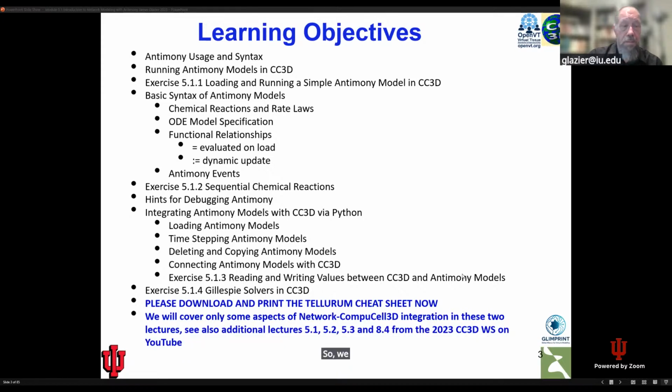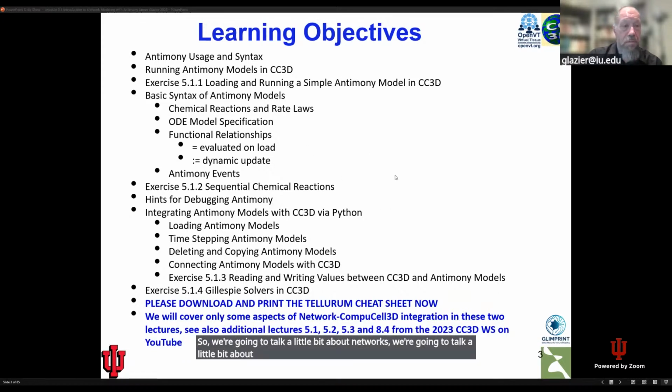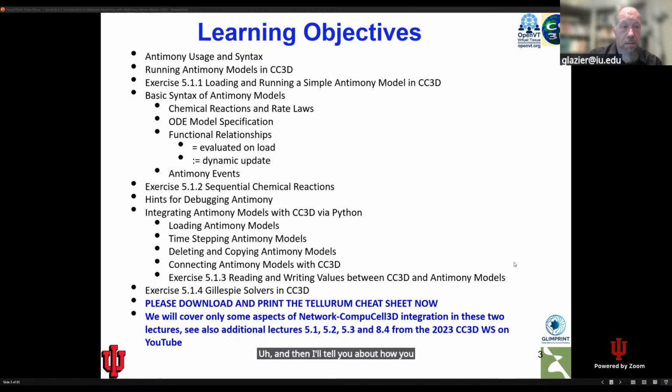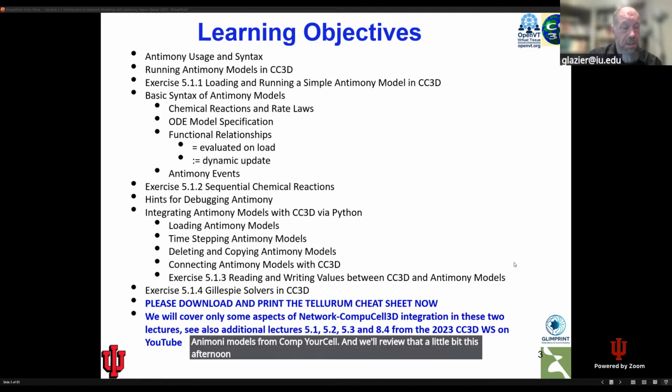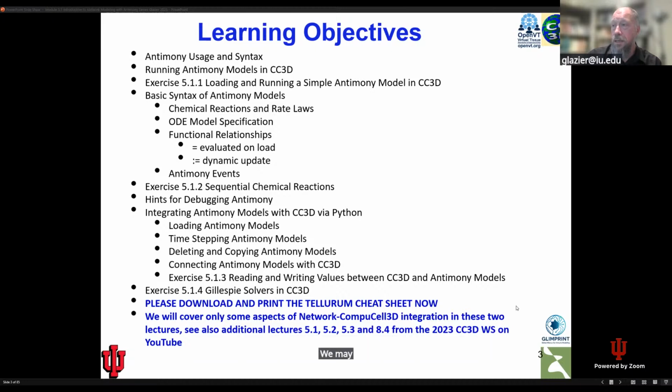So we're going to talk a little bit about networks. We're going to talk a little bit about Antimony syntax. We're going to do 1 or 2 simple models using Antimony. And then I'll tell you about how you read and write Antimony models from CompuCell. And we'll review that a little bit this afternoon. So you'll see some of the same slides twice because this is material that it really takes some time to consolidate. We may or may not get to some of the topics here, in which case I will encourage you to come back to the slides.